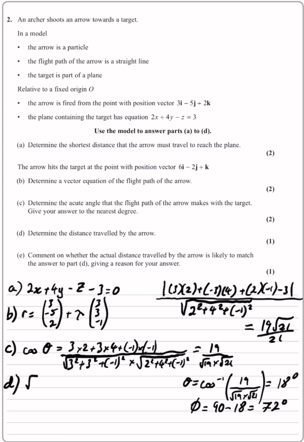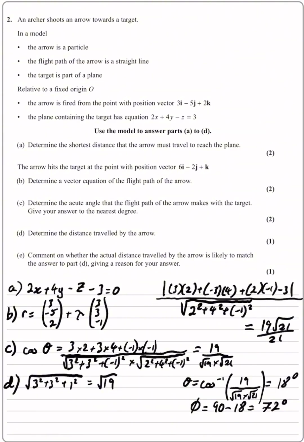For D, we've already done this calculation in the previous part, but just applying Pythagoras between the 2 points, square root of 3 squared plus 3 squared plus 1 squared, which is root 19.